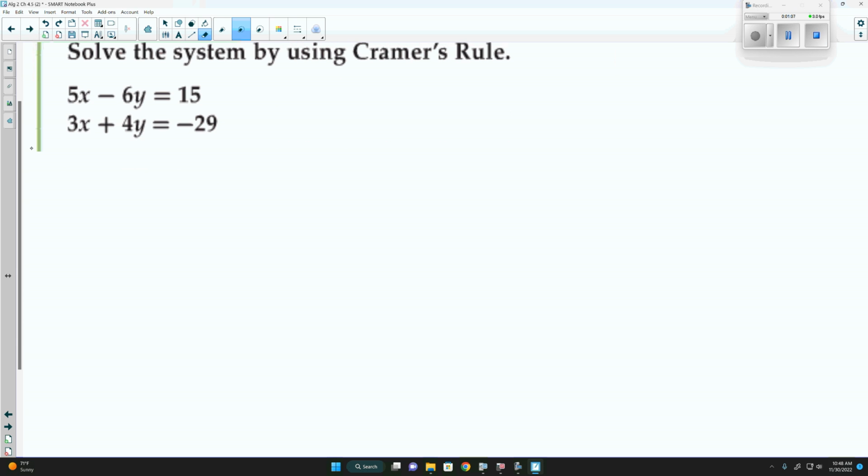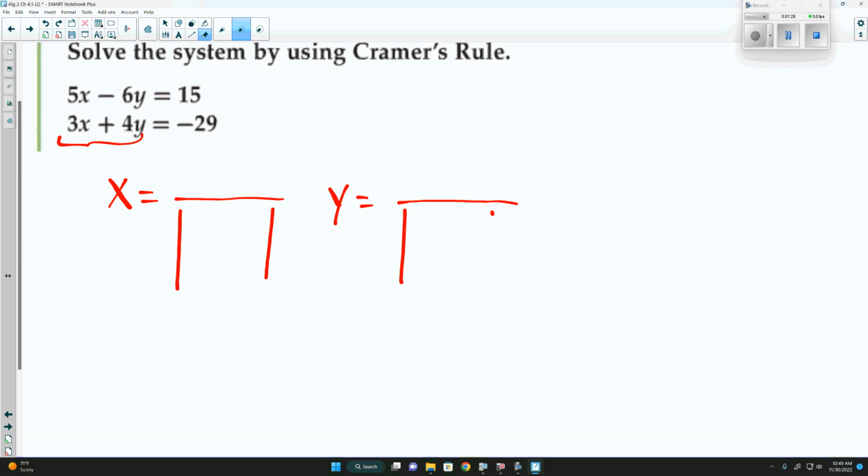So we have this system here, and we want to solve for the value of x and the value of y. Our determinant, the matrix that's going to go on the bottom of each of these fractions, consists of the coefficients, the numbers in front of the x's and the y's. It's going to be the same for both. Our values in front of x are 5 and 3. The numbers in front of y are -6 and 4.